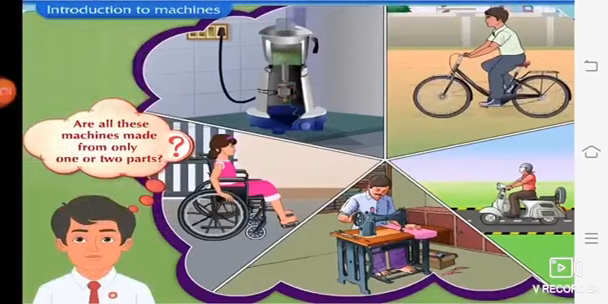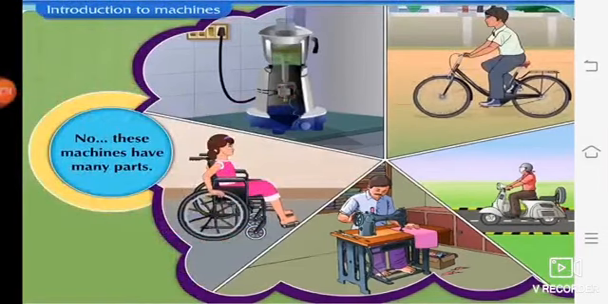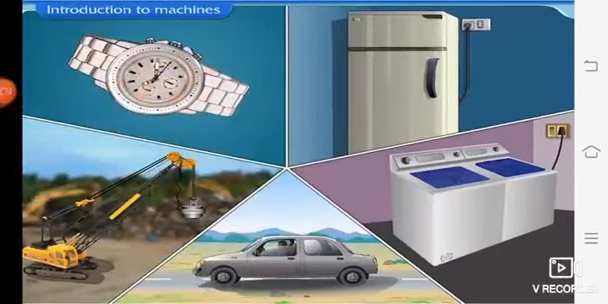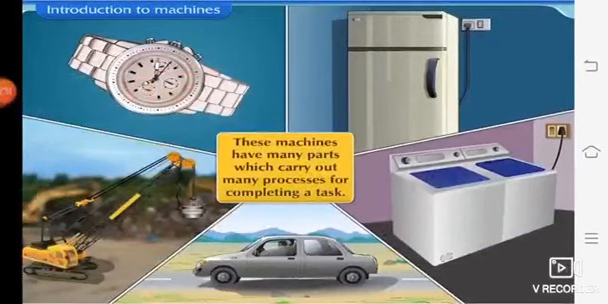Yeah. So are all these machines made from only one or two parts? No, these machines have many parts. Yeah. So the machines which you are able to see on the screen, can you name them? Yes, they are watch, refrigerator, washing machine, car, cranes. These machines are having many parts. Yes, and which carry out many processes for completing a task.